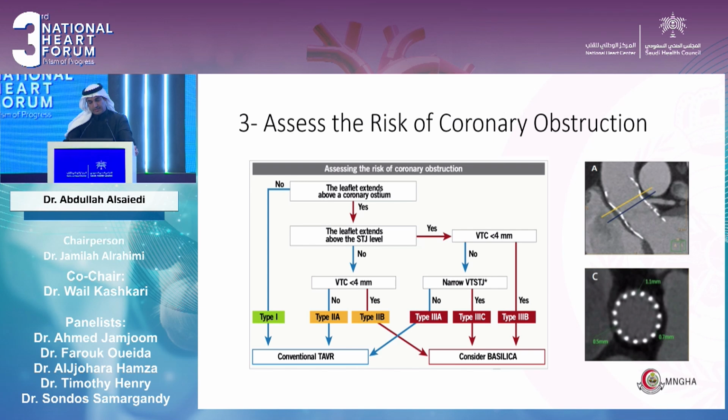to coronary distance. If this is less than 4 millimeters, and you are dealing with a type 3 or type 2B valve, then consider coronary obstruction. And the data is not supporting any technique in that regard. It depends on the patient and operator experience, whether to go with the chimney technique or the BASILICA technique.